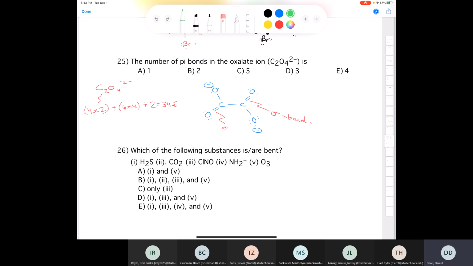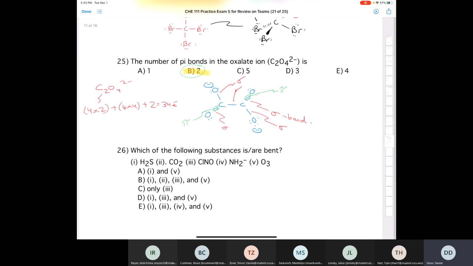We have a total of 34 valence electrons. Sorry, we didn't tally that up correctly, but remember that the first bond between 2 elements is called a sigma bond, right? All of these bonds are sigma bonds, but remember the second bond is always called a pi bond, okay? I could circle whichever one of these bonds I want, but here is a pi bond and here is another pi bond. So that's a total of 2 pi bonds, and the answer is we got 2 pi bonds in the oxalate ion.